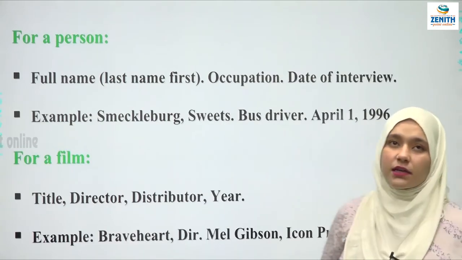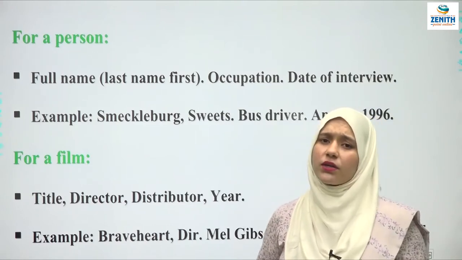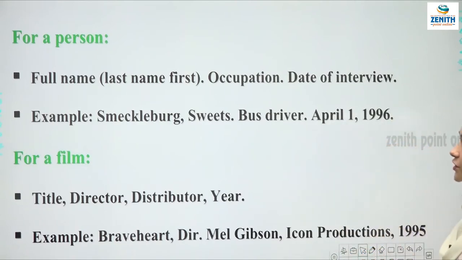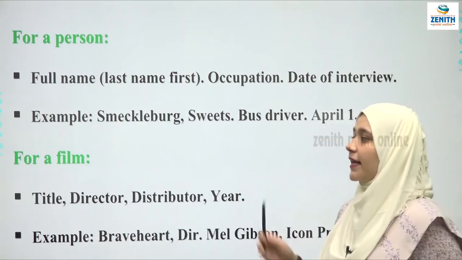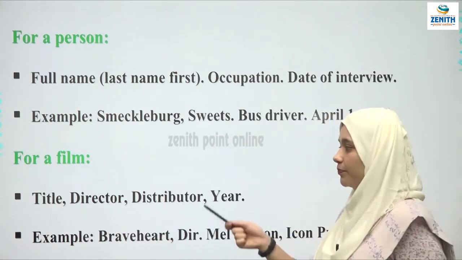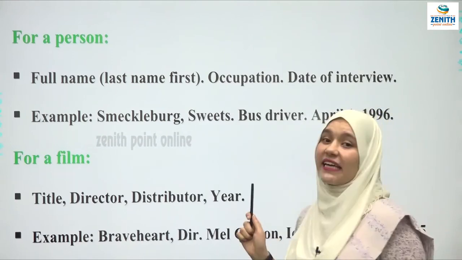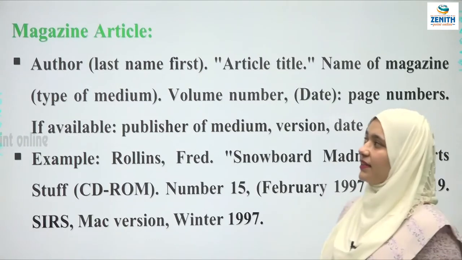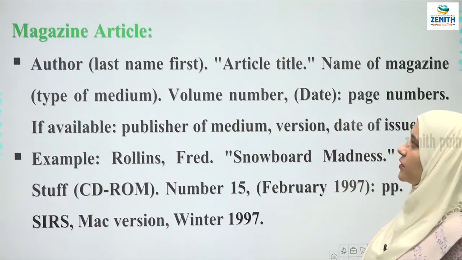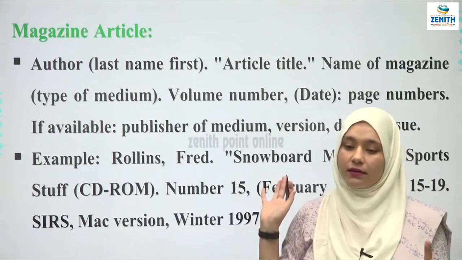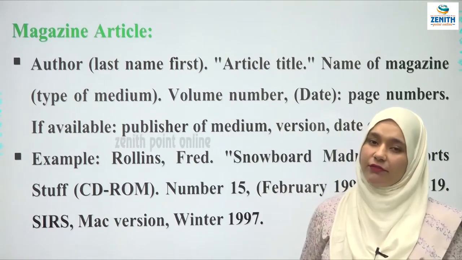Then next is for a person: if you have interviewed a person or included a certain person's ideas, then the full name, of course last name first, the occupation and the date of interview. Next, if you are using a movie for referencing: title of the movie, name of the director, distributor and the year in which it was released. And then for magazine articles: author, last name first, article title, name of magazine, type of medium, volume number, date and page numbers. This will be taken into consideration when you are referencing a magazine.